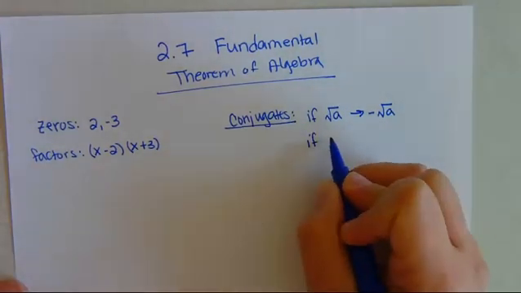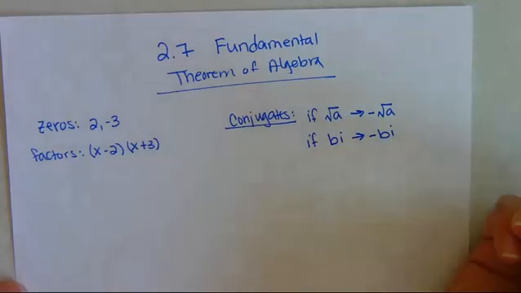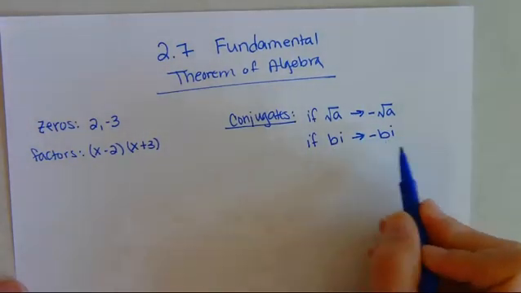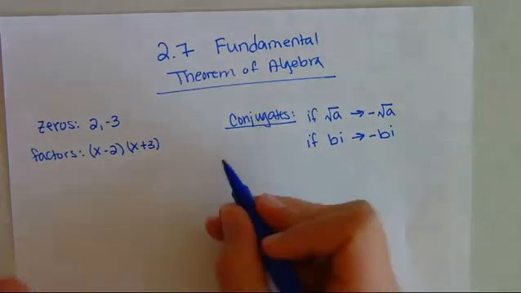If bi is an answer, then negative bi is also an answer. So we're usually only going to give you one or the other, and you have to know that the opposite is also an answer. So why is that? Where does that come from?